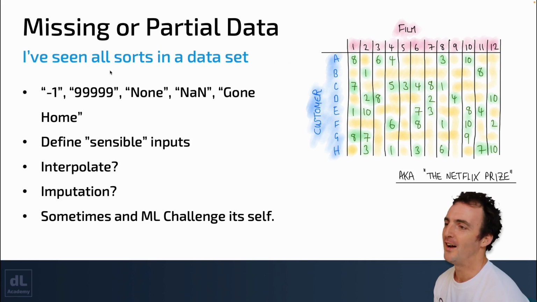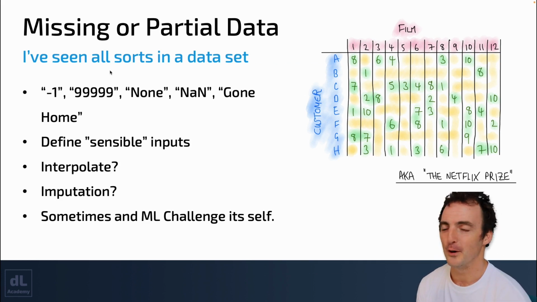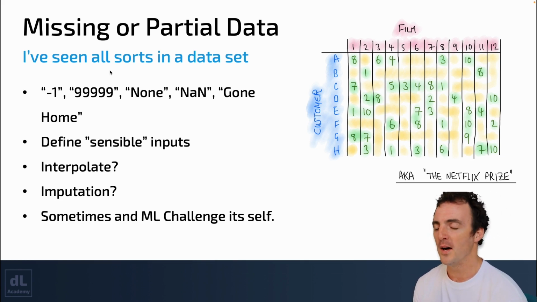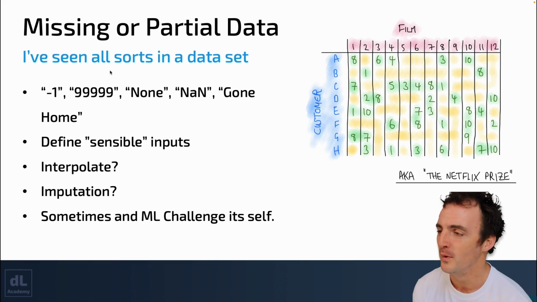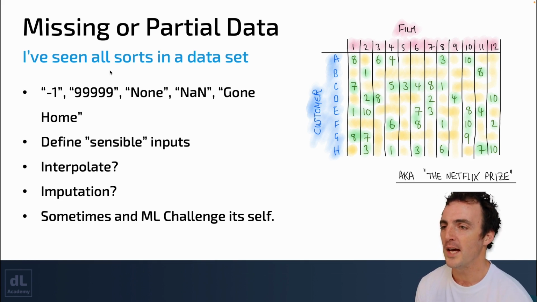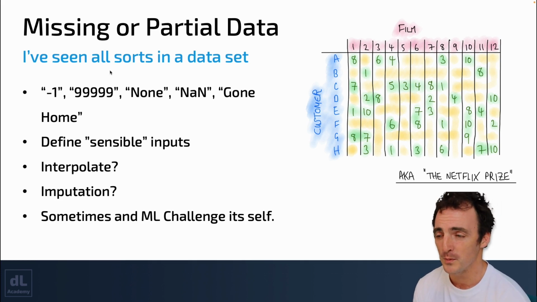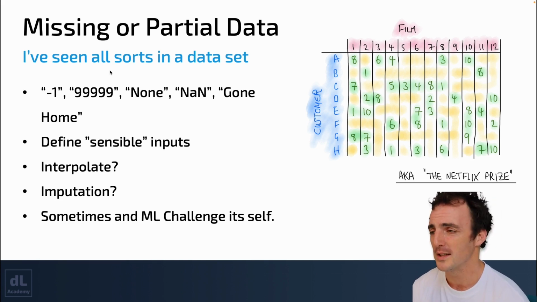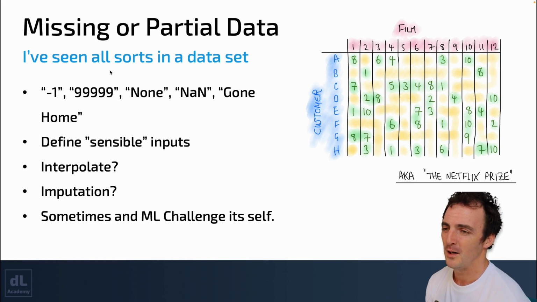Missing or impartial data. I've seen all sorts of things in data sets. Sometimes if there's no entry put in, it could be blank, but sometimes you could have -1, 99999, none, NaN, which stands for not a number. I've even seen "gone home" in a data set. So being able to deal with these so they don't cause problems when you try and put them through algorithms. For example, if your algorithm is expecting a number and it gets "gone home", it really won't know what to do with it and you'll get an error. So you need a nice, precise, clean way of cleaning that data. So you either remove or you do something with those missing values.